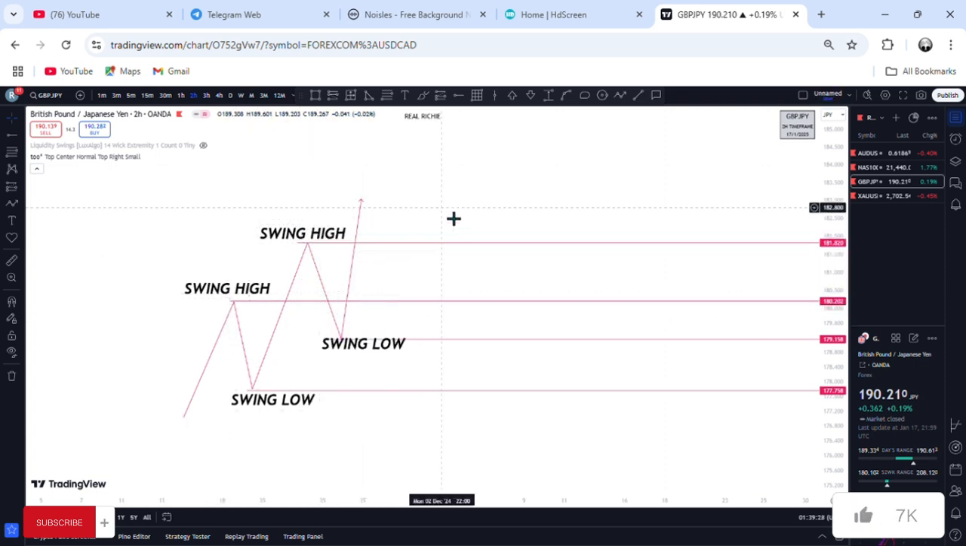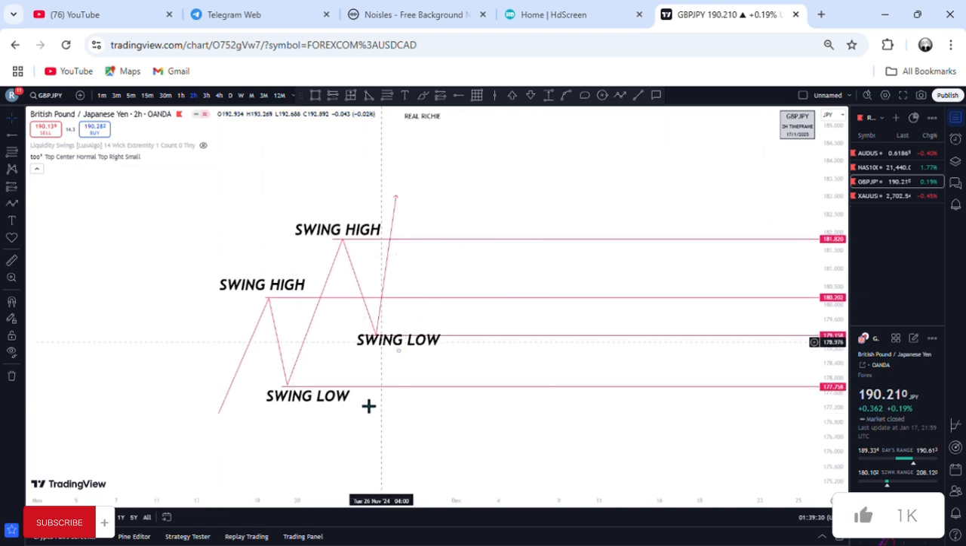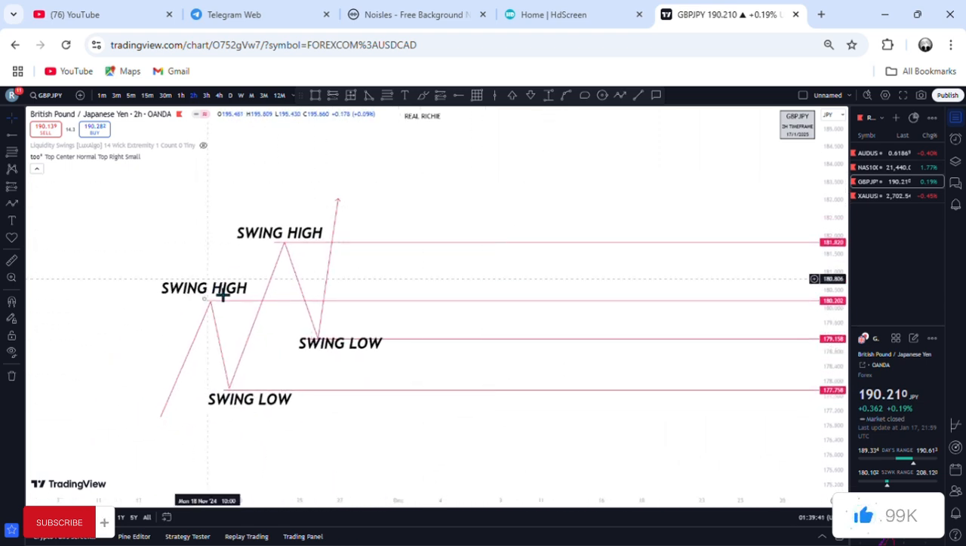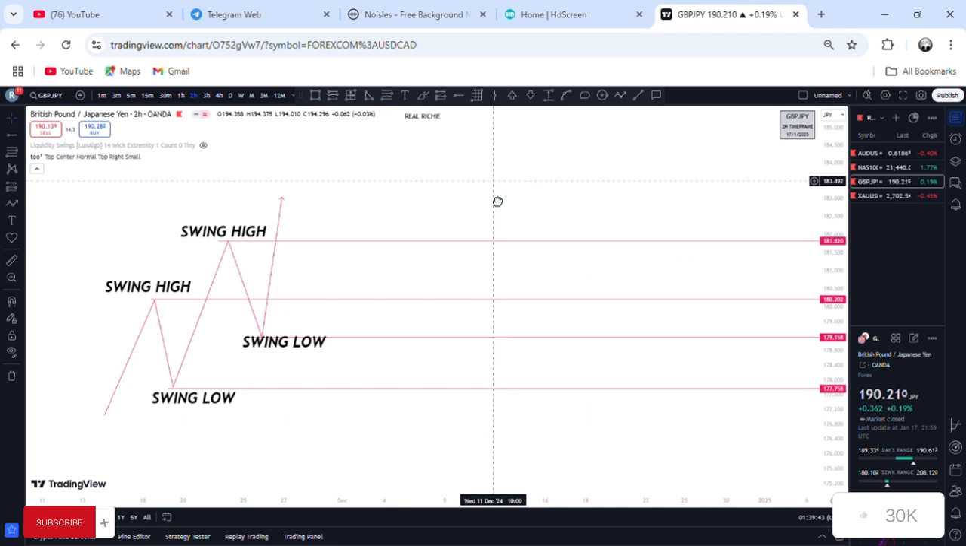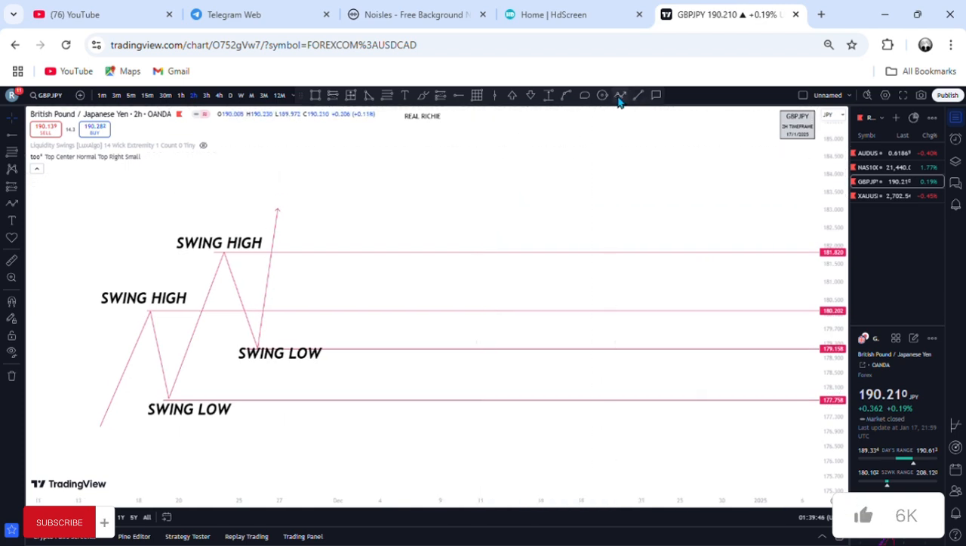So on the charts, first of all, to get more of this liquidity, you just have to identify your swing highs and your swing lows. So this is an uptrend which is showing us the swing highs and the swing lows. Same happens to the downtrend also. Let me try and draw with this line and see.